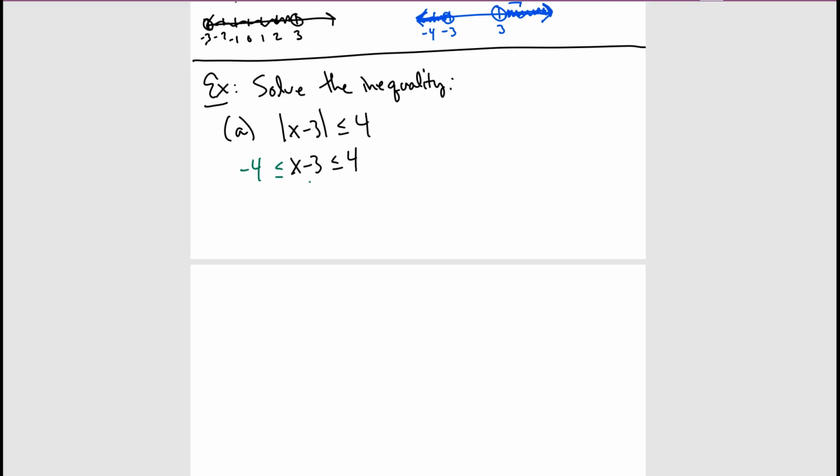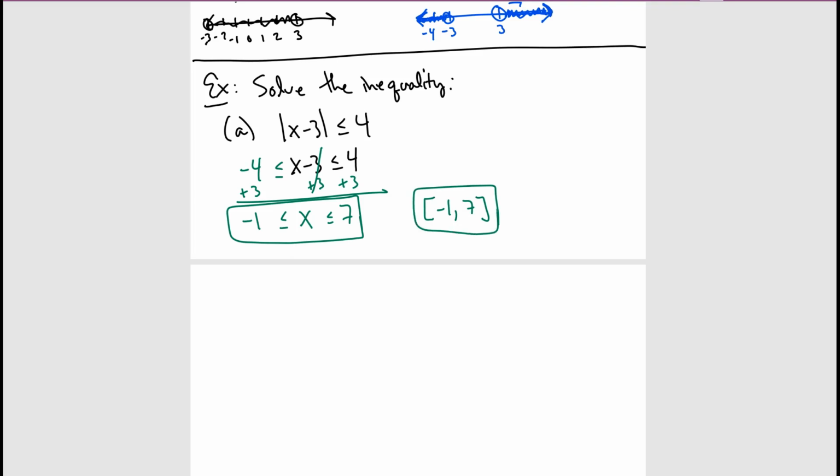Now let's solve for x. We're going to add 3 to all sides to solve for the value of x. So x is going to be between negative 1 and 7. This is the solution. Since I wanted an interval notation, we know that this is going to be bracket negative 1 all the way to 7.